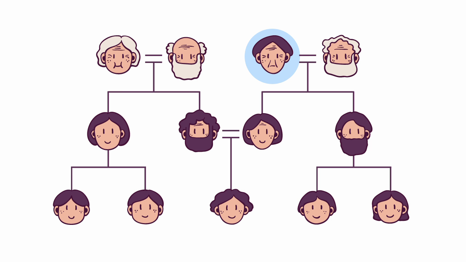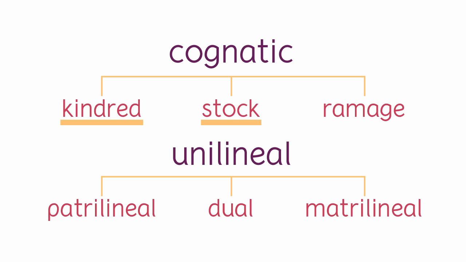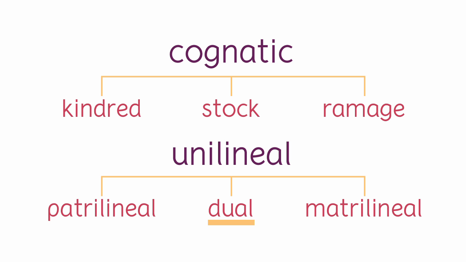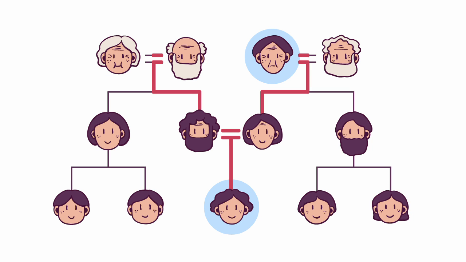Let's say that your maternal grandmother owns a piece of property and she wants to pass it on to one of her grandchildren. In both a kindred system and a stock system, all of her grandkids are eligible, regardless of whether they are the children of her daughter or of her son. But in a dual unilineal system, that is not the case. She can pass her piece of property down the female line, and the female line only.